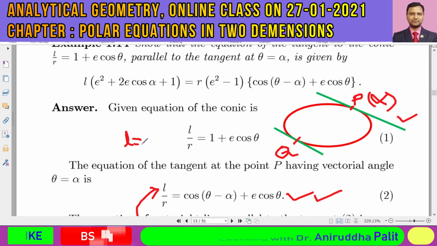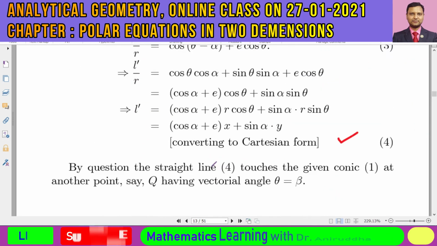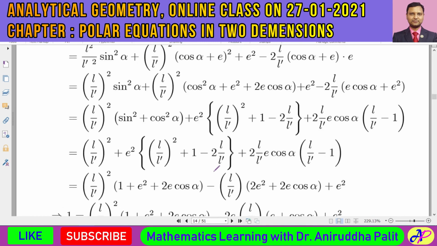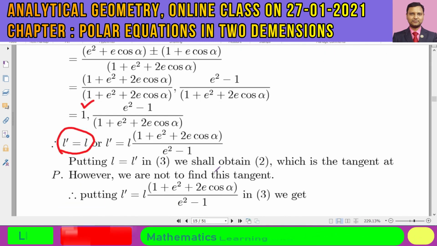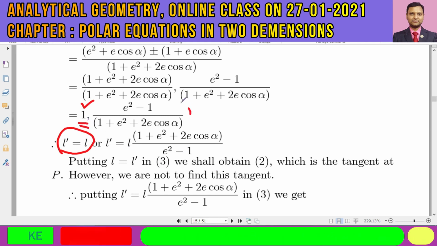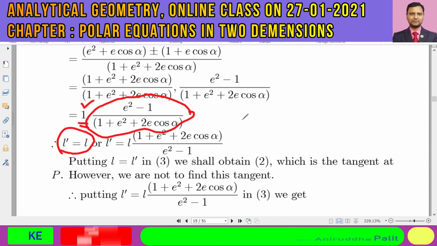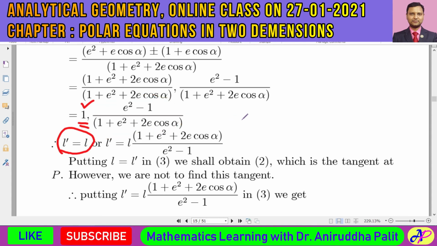Because if L becomes equal to L prime, then we will get this first tangent line, not the second tangent line. We are interested in this second tangent line. That's why we are not taking this value, L by L prime equal to 1. We are not considering this value. Rather, we are considering this second value. L by L prime is equal to this kind of expression, e square minus 1 divided by 1 plus e square plus twice e cos of alpha.